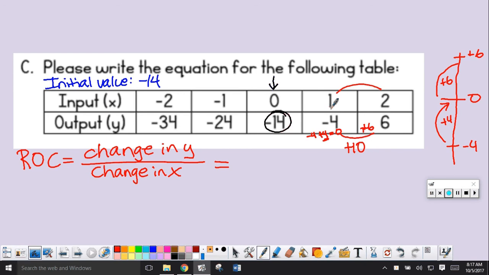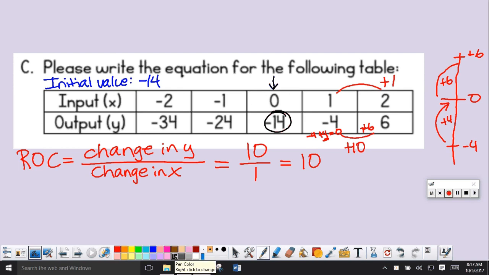And then to get from 1 to 2, I need to add 1. So my change in y values is positive 10, and my change in x values is positive 1. 10 divided by 1 is 10. So my rate of change is 10 for this equation.